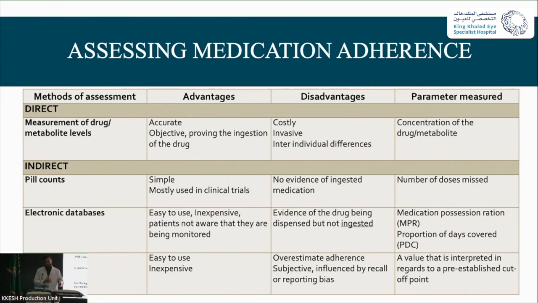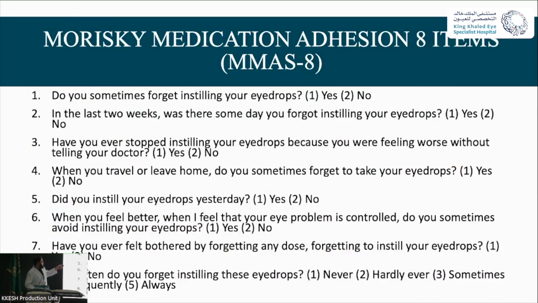It has a limitation in that there could be some reporting bias. Forgetfulness could also be a factor, so we may not get accurate data. This is the Morisky scale, and this scale has been used in some of the glaucoma studies also, where they interviewed the patients with these questions. So it's yes and no.